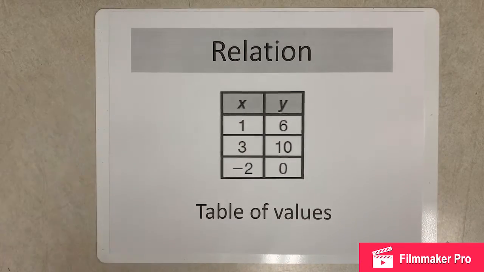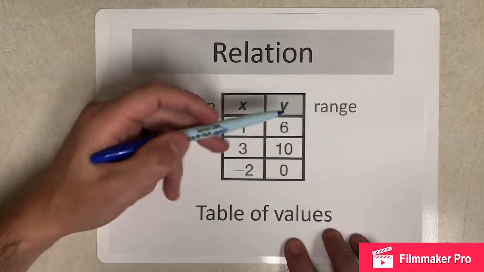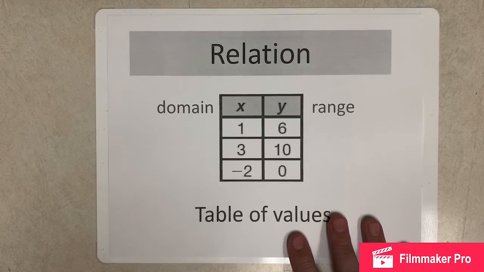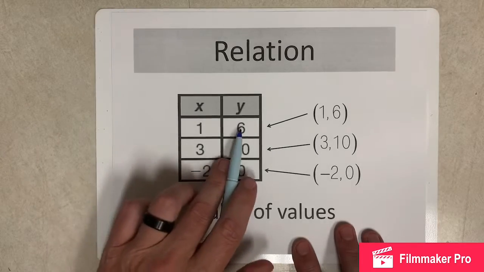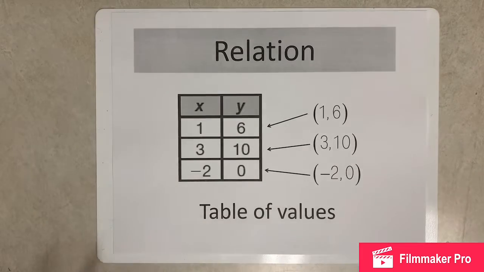We also have a table of values. And so in our table of values, we've all seen those. We have our domain on the left, the x values, our range on the right. Those are our y values. And so no problems there. We also have our ordered pairs. And so we have 1 comma 6, 3 comma 10, and -2 comma 0. So we do see that this is a relation because it is a set of ordered pairs. It's just shown to you as a table instead of a set of ordered pairs in curly brackets. So another very useful way of writing a relation.